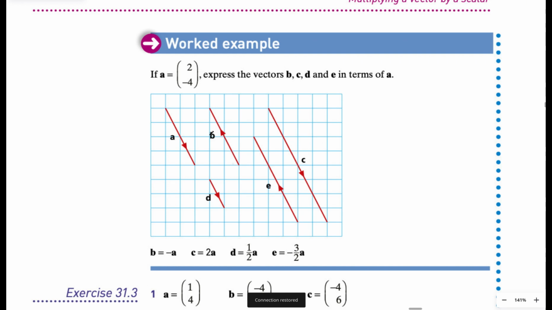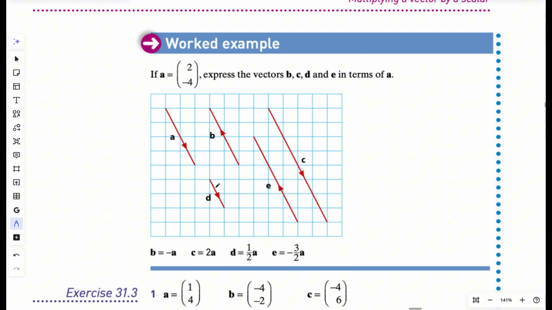So we call this vector minus A. Why do we call it minus A? Because it's going opposite to the direction of A, and it's the same scalar value. Same value, but going opposite. Is that okay? This one, they are going the same direction, but it's half of A. So we call this one 1/2A, because it's half of vector A.